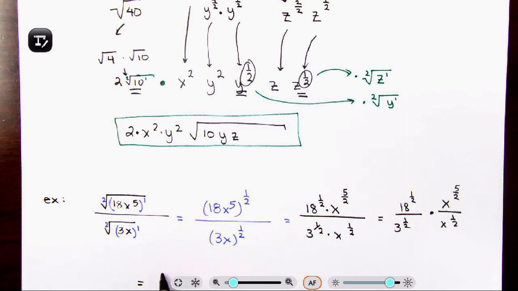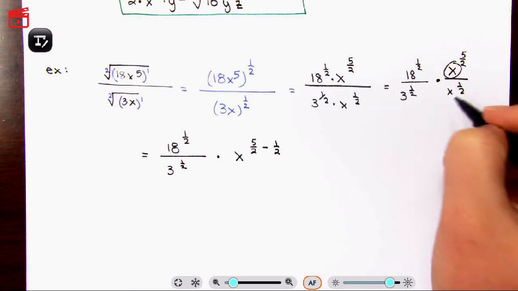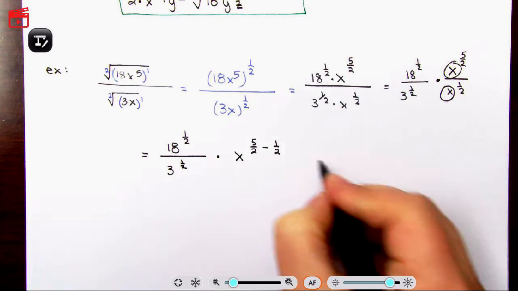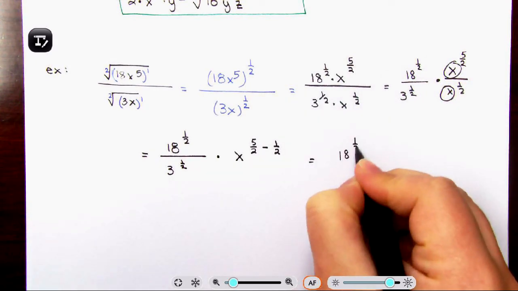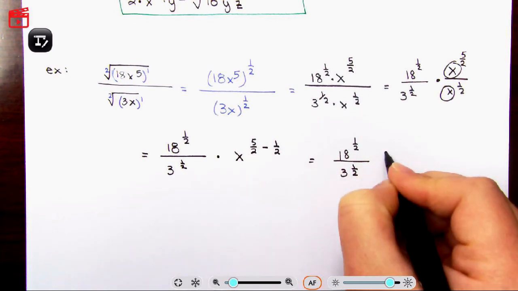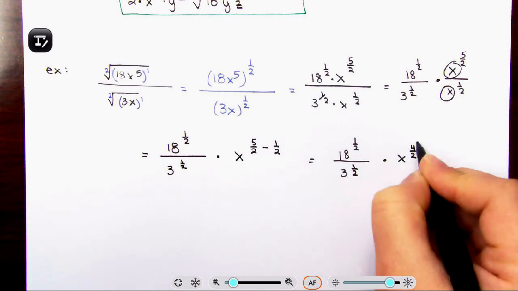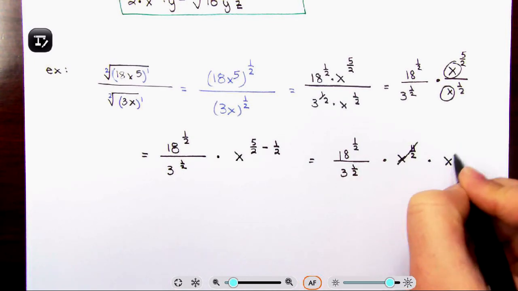So what's really cool is that I can actually subtract my exponents because the base is the same for my x's. So I can do x to the 5/2 minus my 1/2. And I can do it because the bases are the same. So then let's simplify this further. I have 18 to the 1/2 power divided by 3 to the 1/2 power. And that's equal to 5 minus 1. That is 4. So 4 divided by 2, which we can simplify to just x squared.